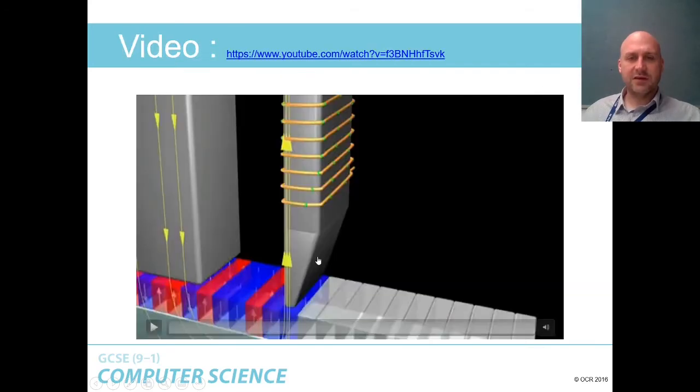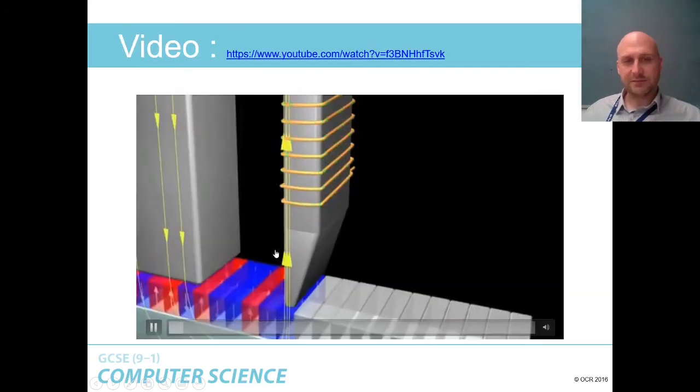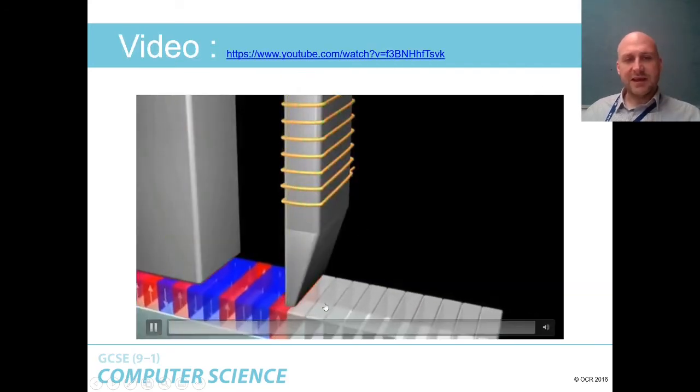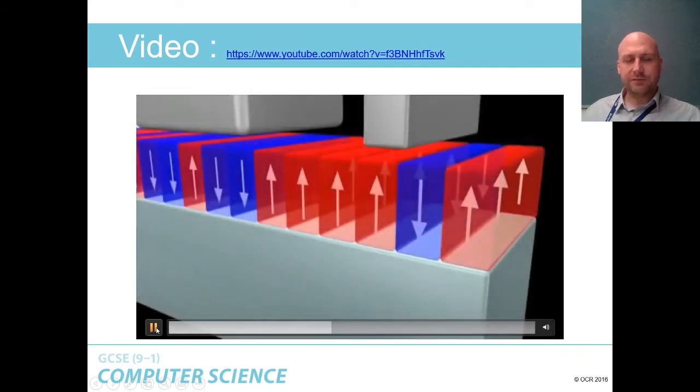And this video shows a much better idea of what it does. So as you can see here, as it reads over, what it can do, it can either make the parts of the magnetic disc north or south. So you know you've got like a north part of the magnet or a south part.